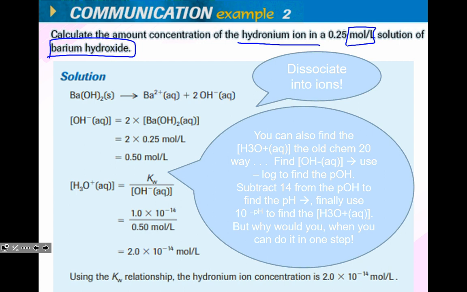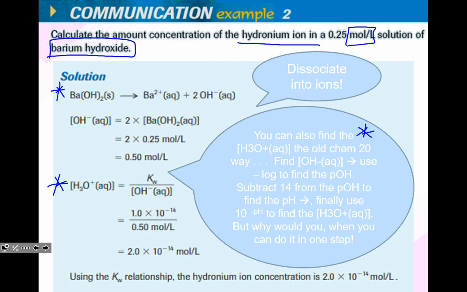So in Chem 20, take a look at what we had to do. We had to find the hydroxide ion concentration using negative log, remember, to find the pOH, then subtract from 14 to find the pH, then finally use 10 to the negative pH to find the hydronium ion concentration. But now we have this really, really easy way of finding it. No big deal. We don't have to go through 3 steps. But let's take a look first.